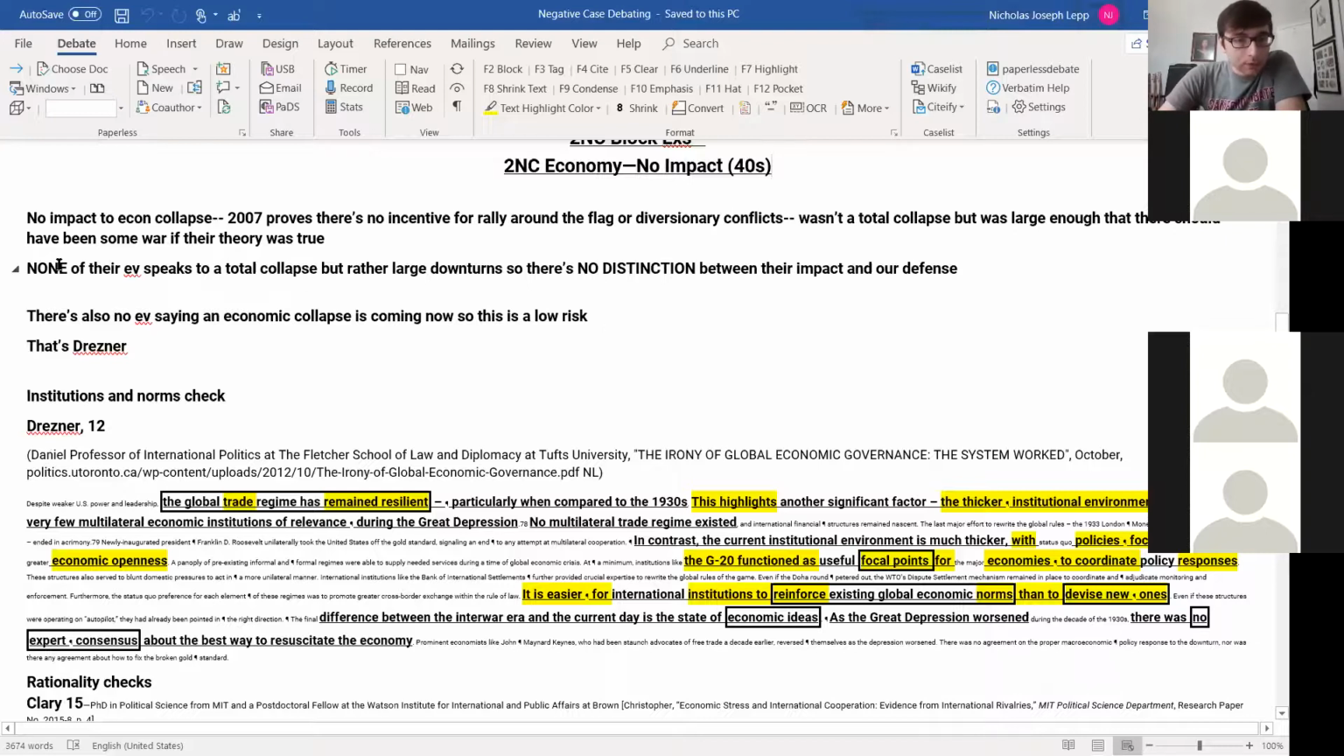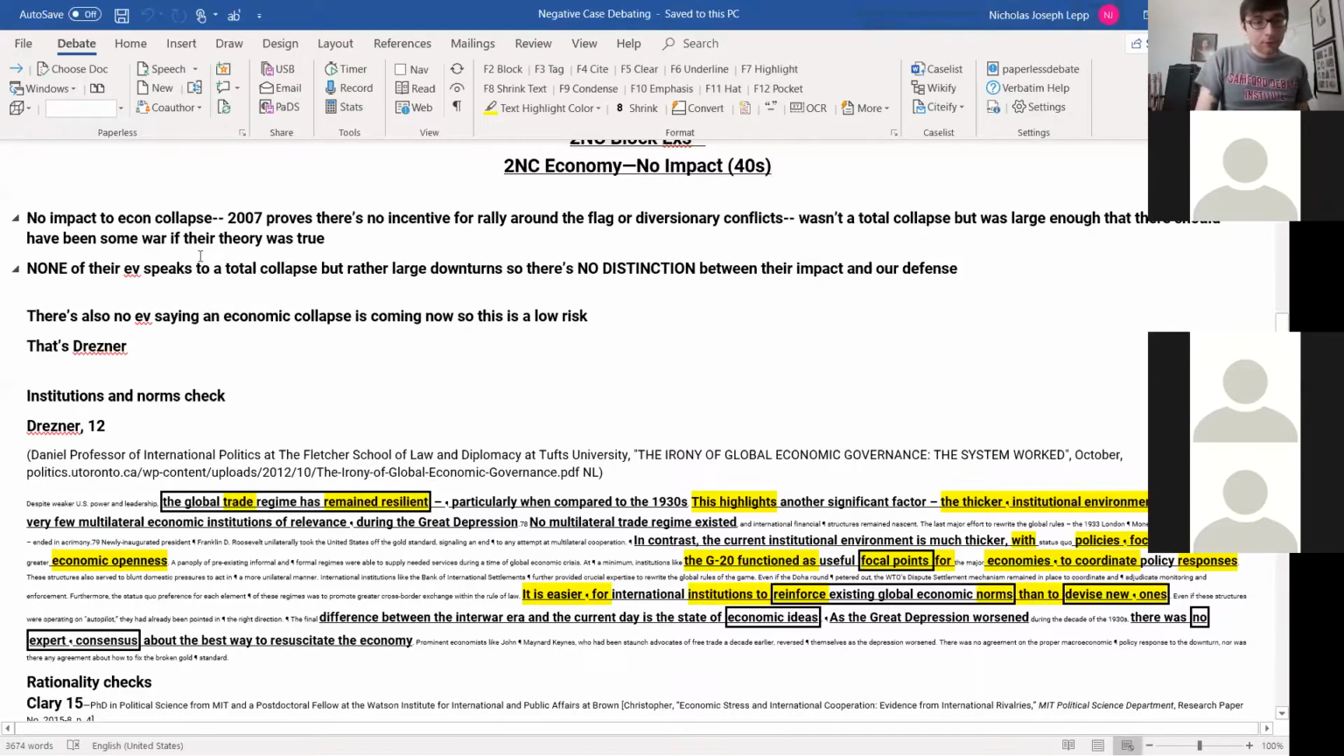So no impact econ collapse, 2007 proves there's no incentive for rally around the flag or diversionary conflicts. So that's my claim, that's my warrant. It wasn't a total collapse, but it was large enough that there should have been some war if their theory was true, right? So that's another warrant. But it's also a warrant that answers what the 1AR is going to say. I knew that the 1AR was going to stand up and be like, they say 2007, but 2007 wasn't a total collapse, so it's not the same thing, right? So I've already answered what the 1AR is going to say.